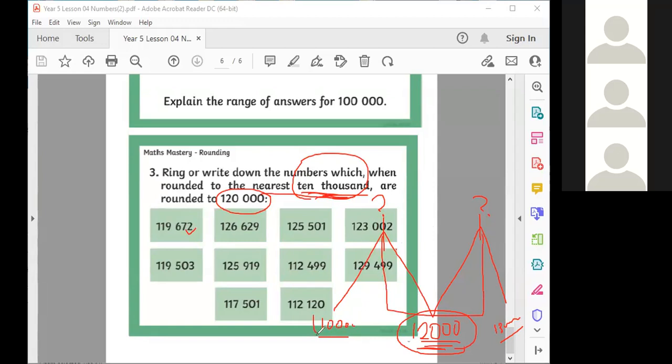For example, this is 110,000. That means in the middle will be 115,000. Remember, 115,000. 119,000 is more, so yes, this can be rounded off. 126,000. This is 125,000. You must know this middle point. 126,000 is here, so it cannot be rounded off to 120,000. It will go to 130,000. Do you understand? So to solve this question, you need to draw this double hill.